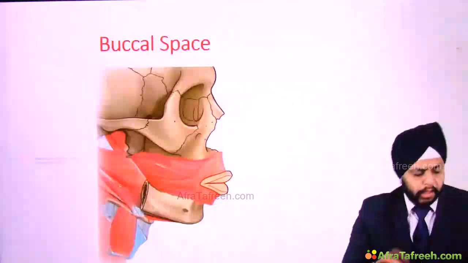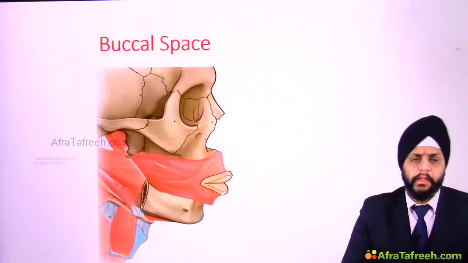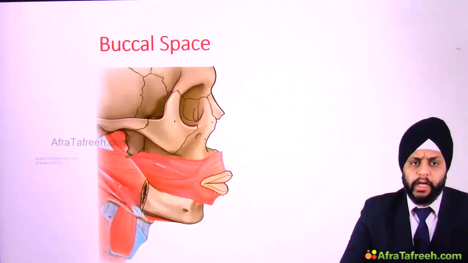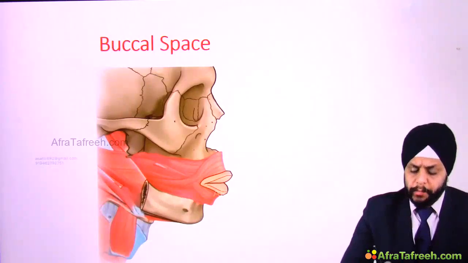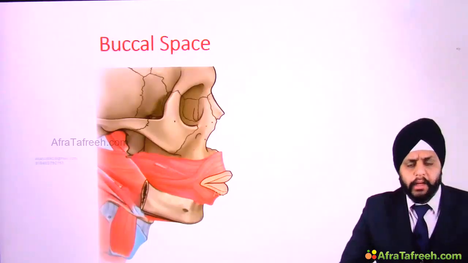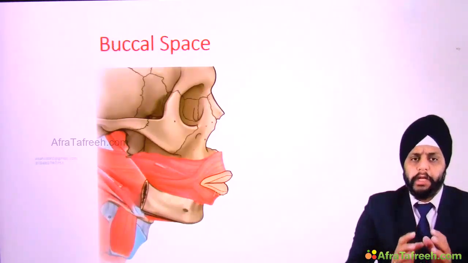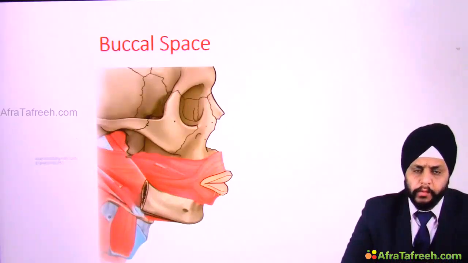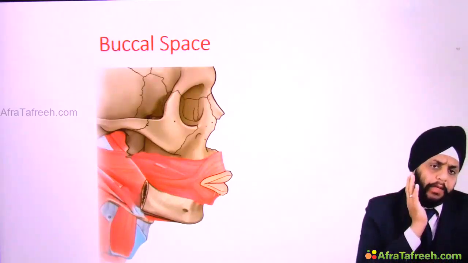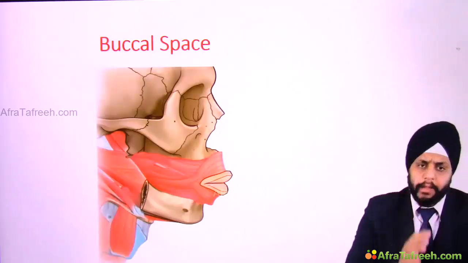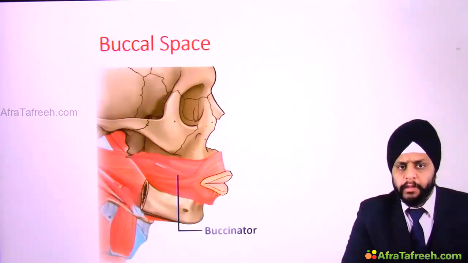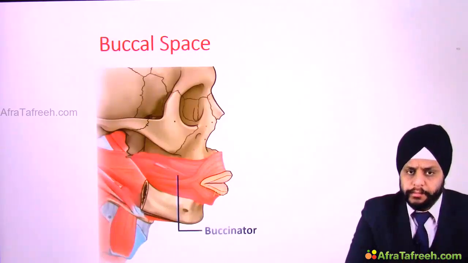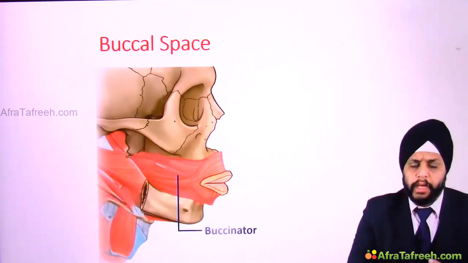Now let us start with the first space, spaces in the face, and we are starting with the buccal space. Now remember the superficial layer of deep cervical fascia. We discussed that it extends up. Now look in the face, what do we have? We have the buccinator muscle.